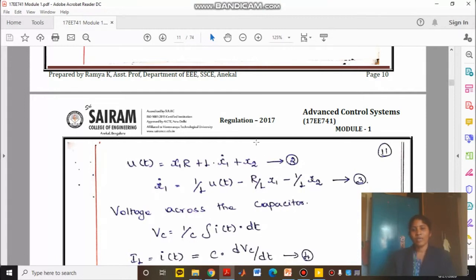As you know, we can write the state equation as x1 dot, x2 dot, x3 dot, x4 dot, like that. So we need to identify from each of the loop equations what our x1 dot, x2 dot, x3 dot are, likewise. So here, from this equation, we have identified x1 dot is equal to 1 by L u of t minus r by L x1 minus 1 by L into x2.